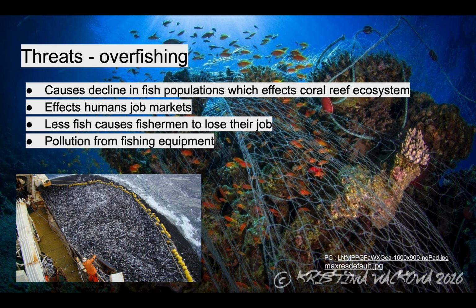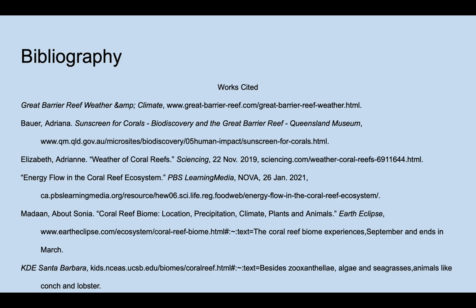Overfishing. Overfishing causes the decline in fish populations, which affects the coral reef ecosystem. This also affects human job markets, and less fish causes fishermen to lose their job. There is also pollution from the fishing equipment.